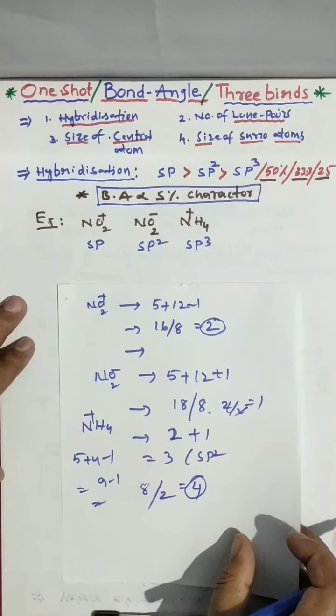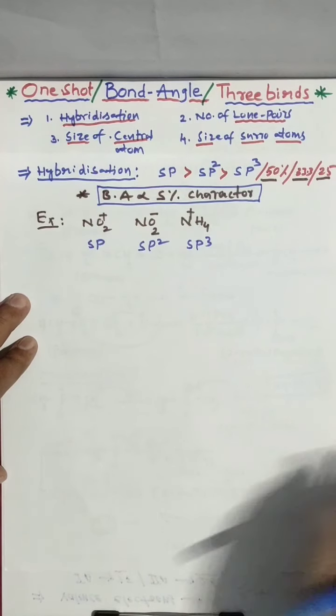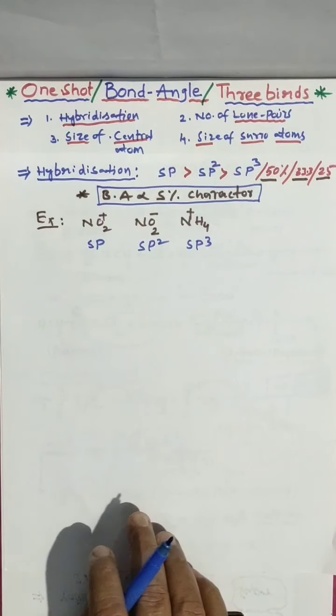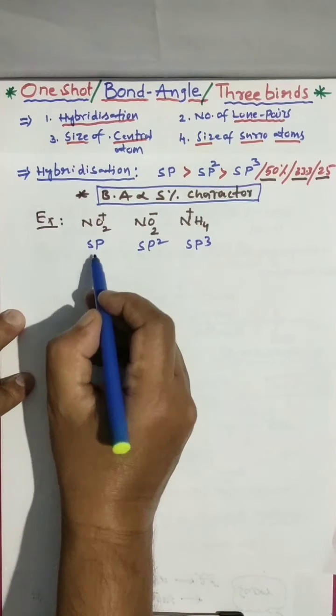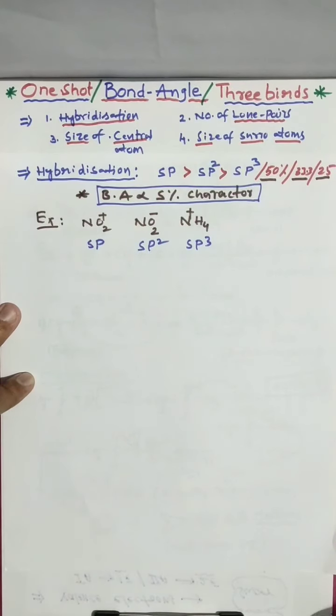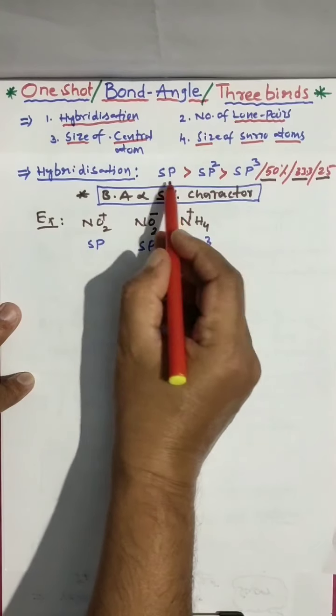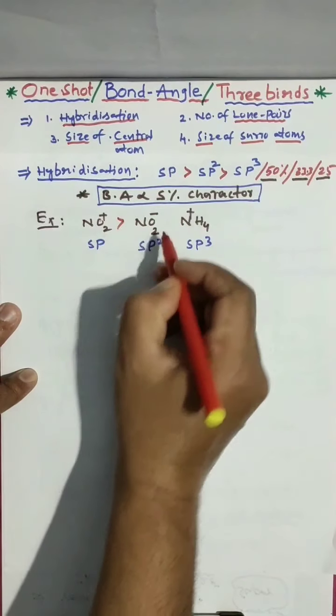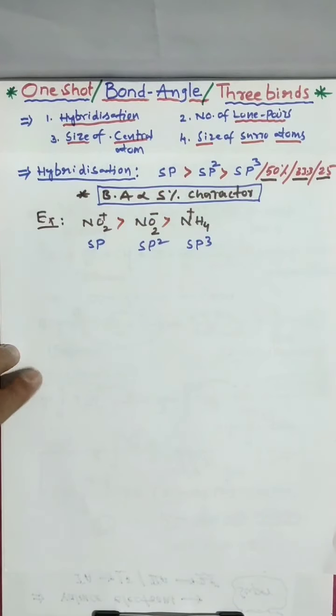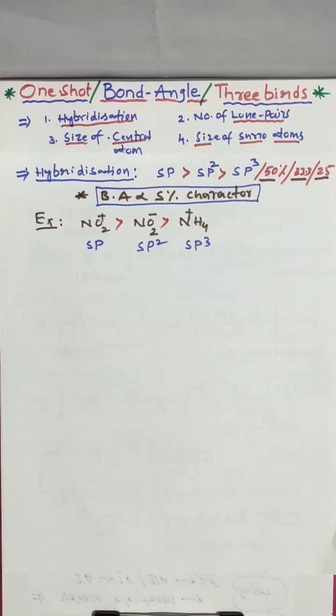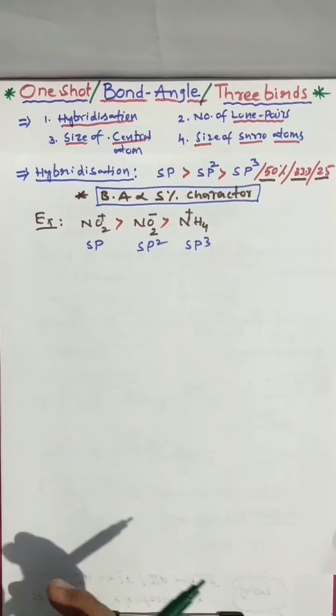For more doubts, you go to my YouTube channel. The trick for hybridization is there. sp, sp2, sp3. I told already, sp is greater than sp2, and sp2 is greater than sp3. See how easy. This is one condition. Clear?